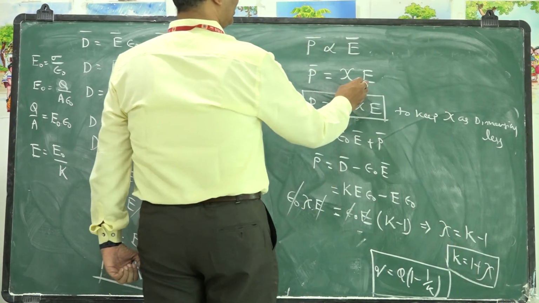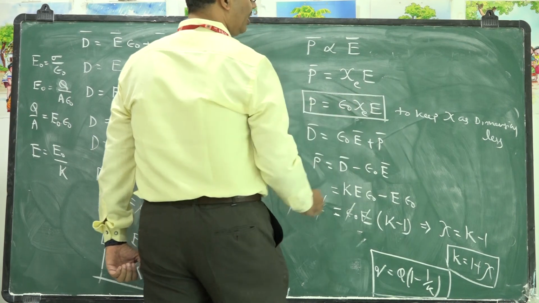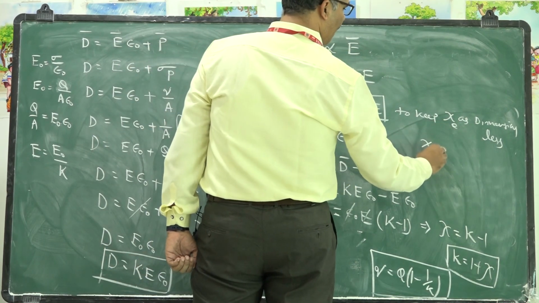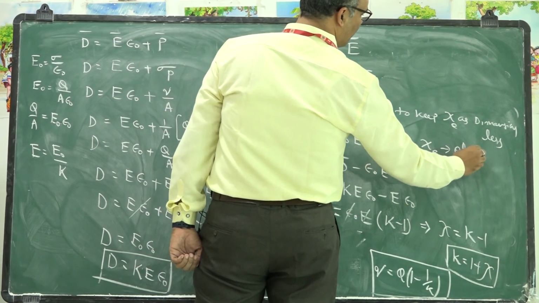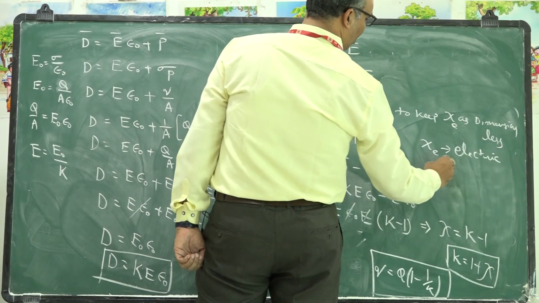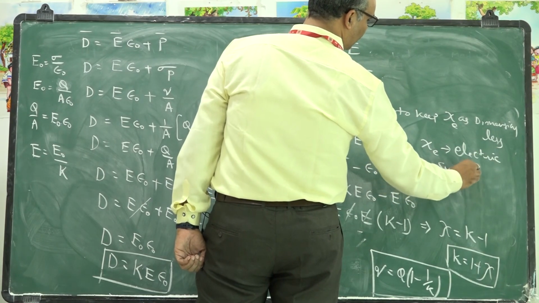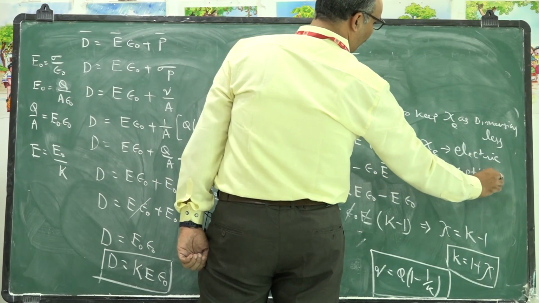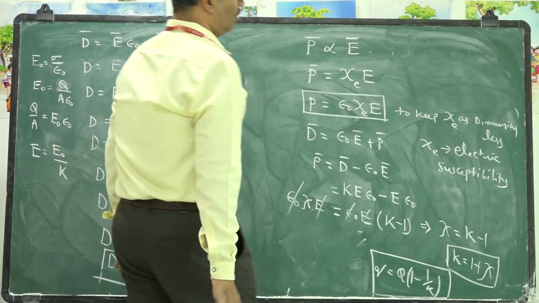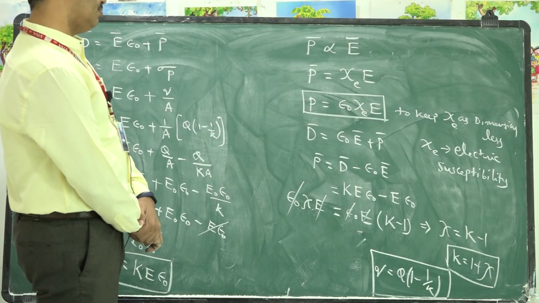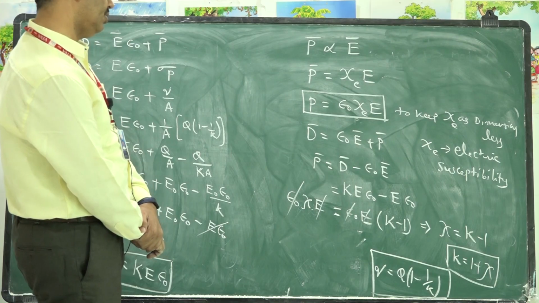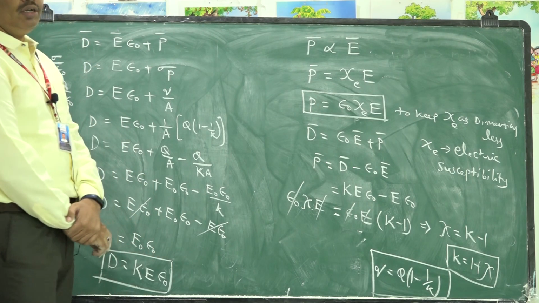Actually here chi is called electric susceptibility. So these formulae you should remember.